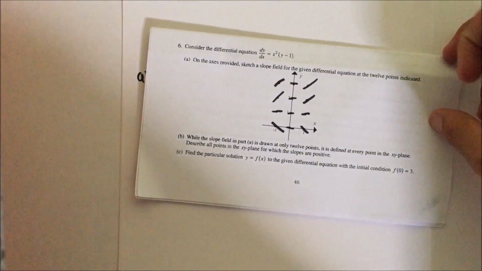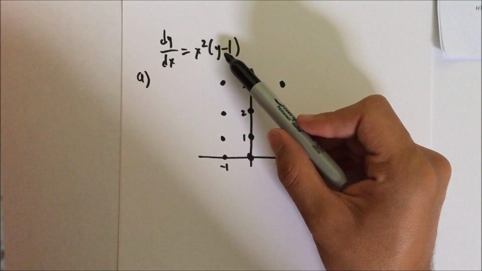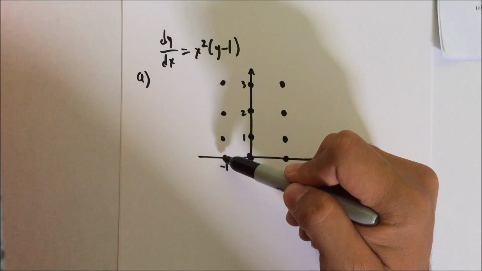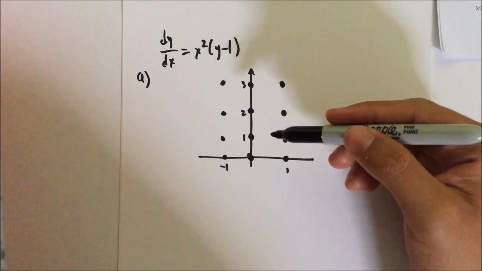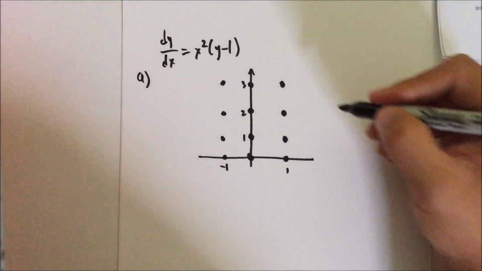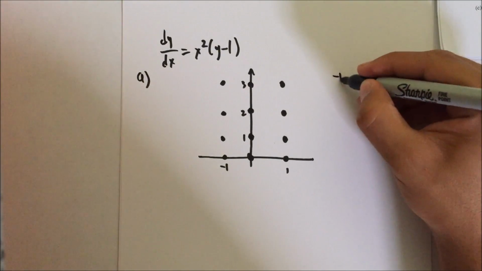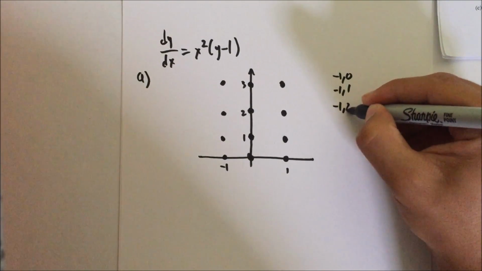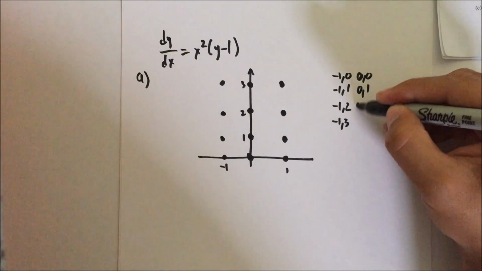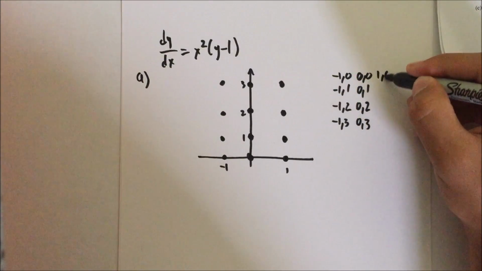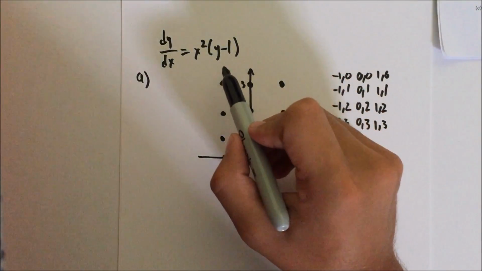the 12 points indicated. When solving for a slope field, we have to look back at the given equation, and we have to plug in all the x and y coordinates into the equation. So for this slope field, we have 12 points. So we have (-1, 0), (-1, 1), (-1, 2), (-1, 3). And we have (0, 0), (0, 1), (0, 2), and (0, 3). And we have (1, 0), (1, 1). And we have to plug this into this equation.